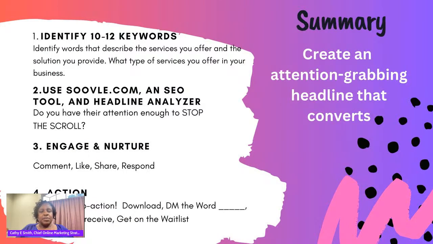And so in summary, identify 10 to 12 keywords, use these sites and headline analyzers, because ideally you want to stop people from scrolling, because it is very hard to keep people's attention. So it all starts with your headline, whether it's a video, a caption, a quote, a post, or whatever. You want to get someone's attention.